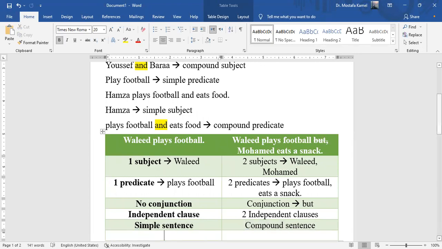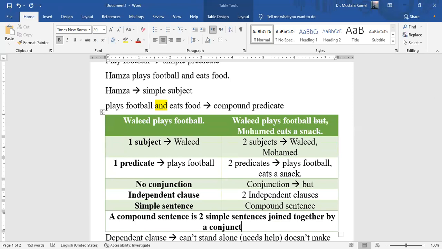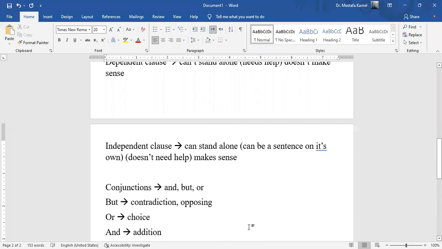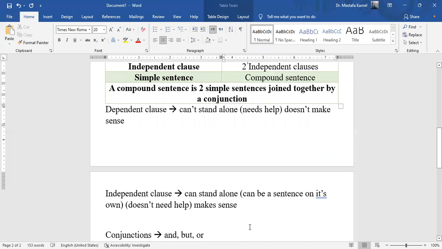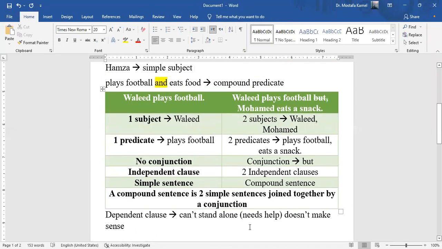Let's write it down. A compound sentence is a sentence that contains two simple sentences joined together by a conjunction. Okay, so easy. What do you think?